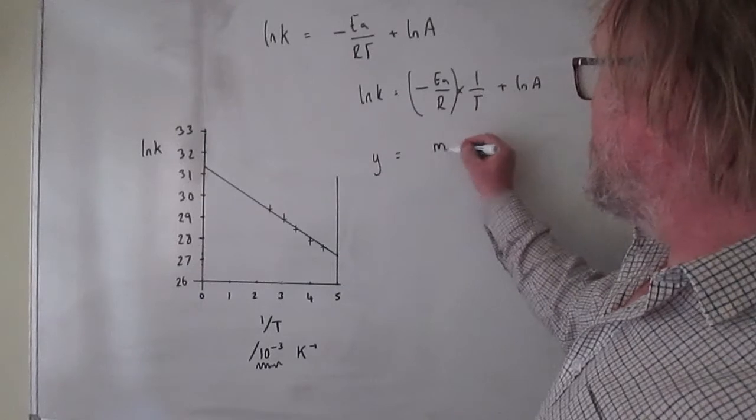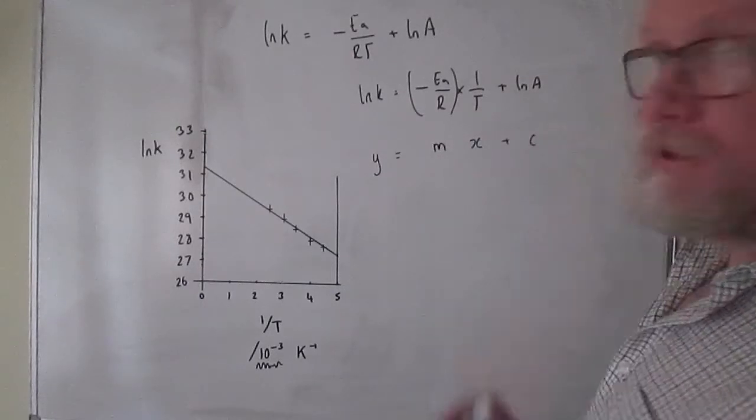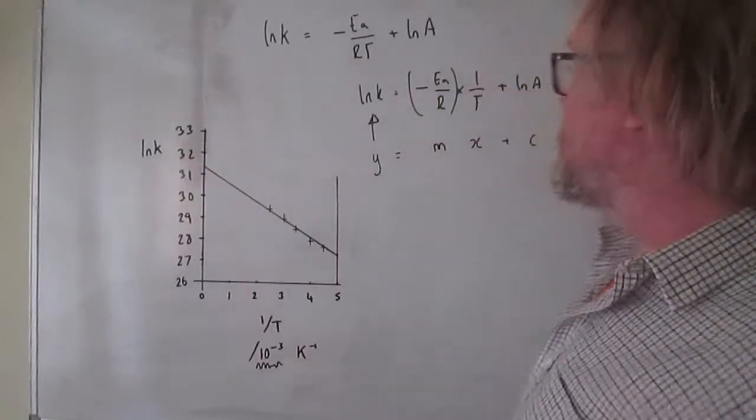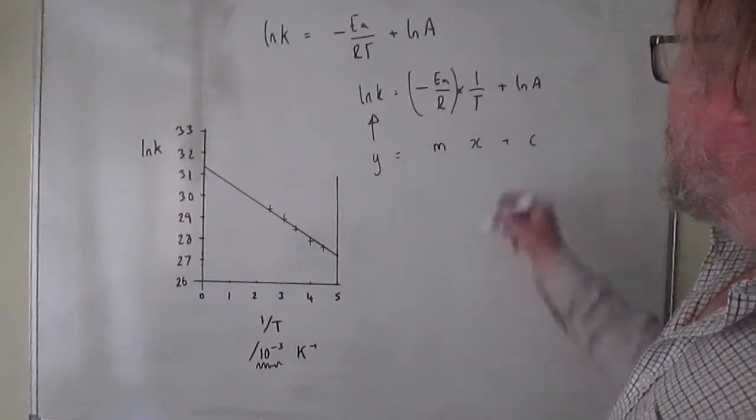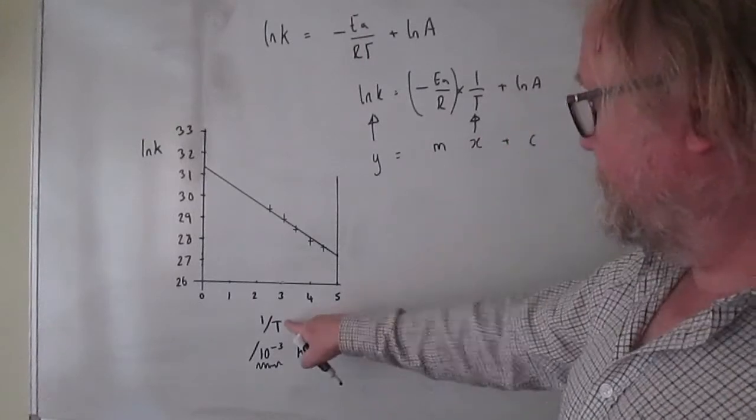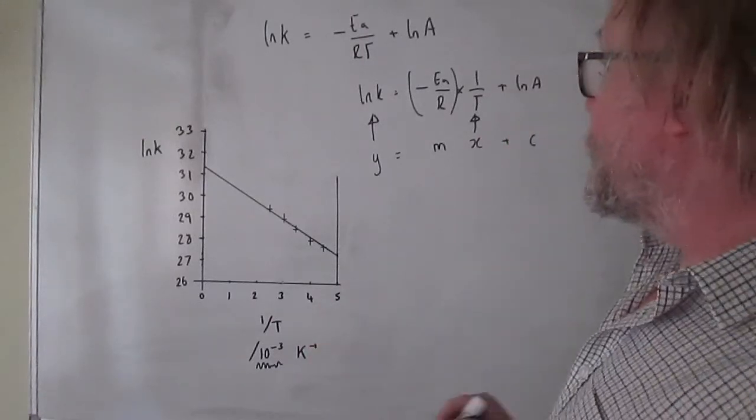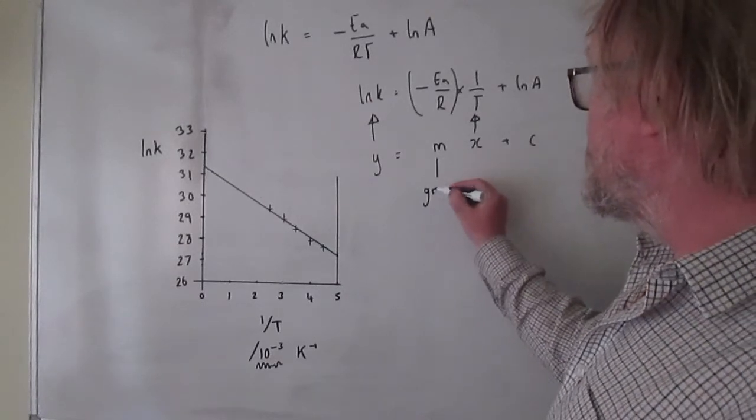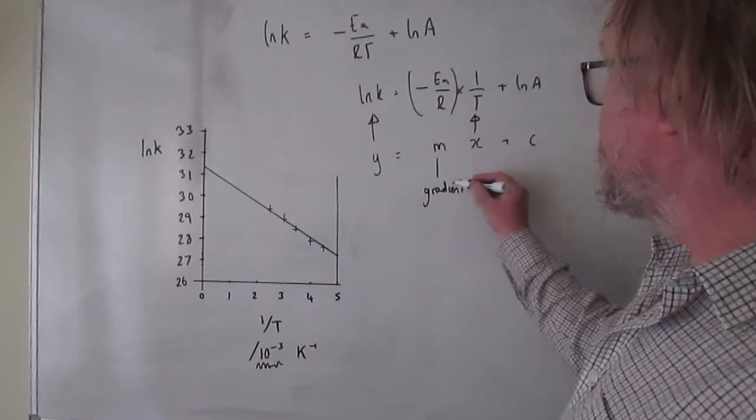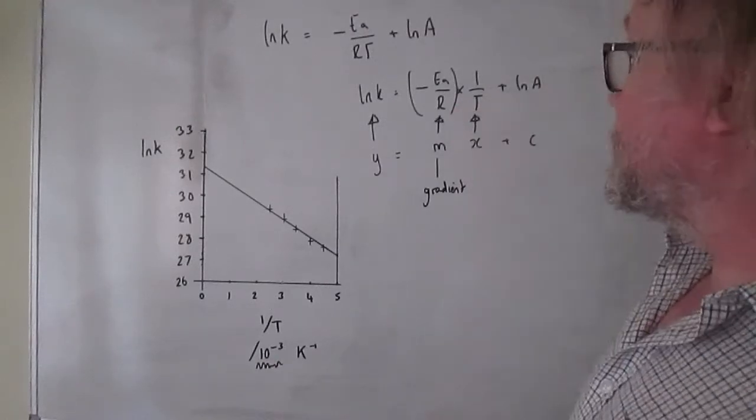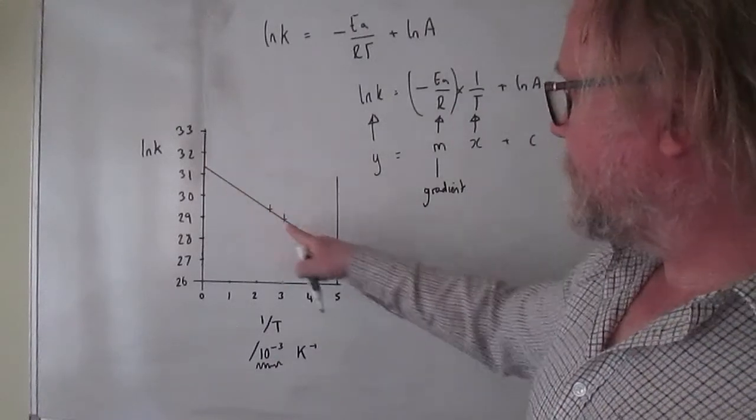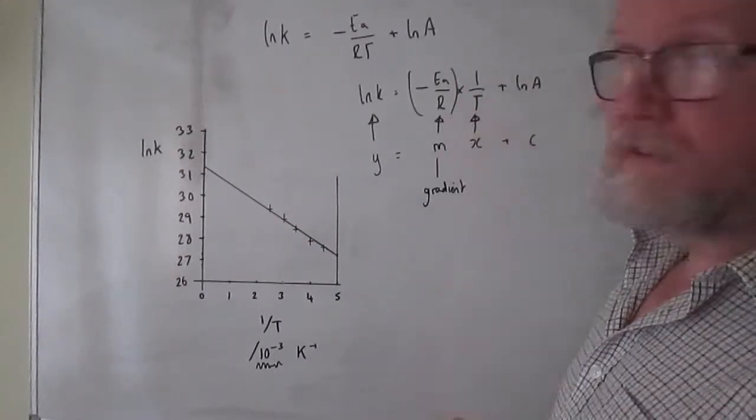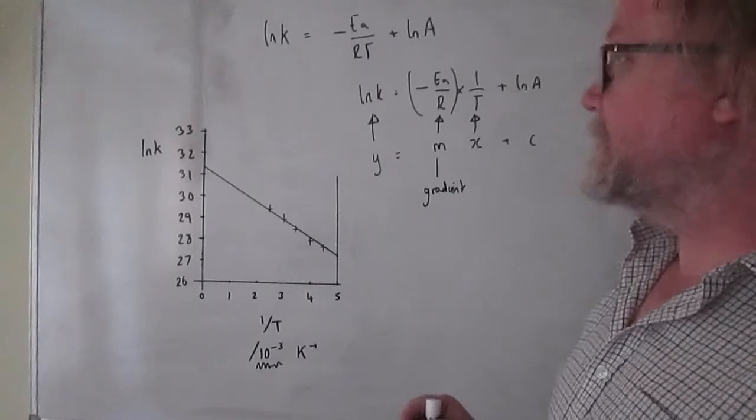Y equals mx plus c, which remember is the general form of a straight line, because y is the natural log of k, which is our y function. X is 1 over T, which is there. And what that means is that m, remember, is the gradient of a straight line, and that's equal to minus EA over R. So if we measure the gradient of this line, that will give us minus EA over R, and since R is on your data sheet, we can find the activation energy.